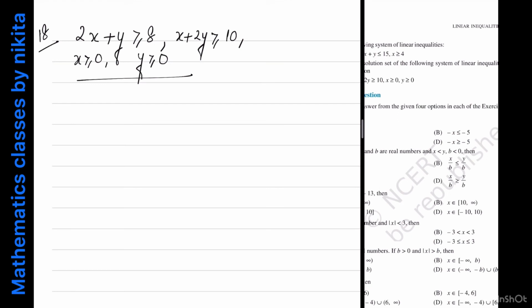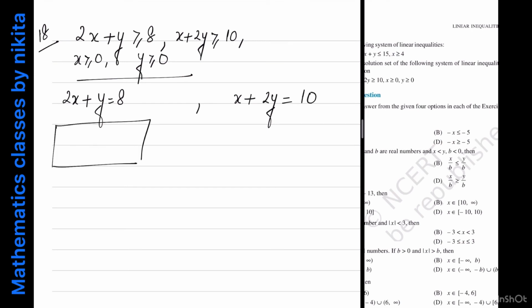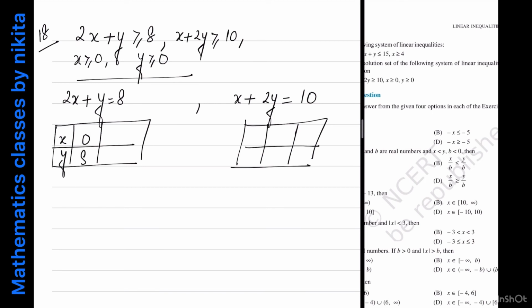So let's plot quickly. First let us consider these two lines, 2x plus y equal to 8 and the line x plus 2y equal to 10. Let's find any 2 points lying on the line. So for x and y, when x is 0 you will get y as 8, when y is 0 you will get x as 4, and for this line when x is 0 you will get y as 5, and when y is 0 you will get x as 10.